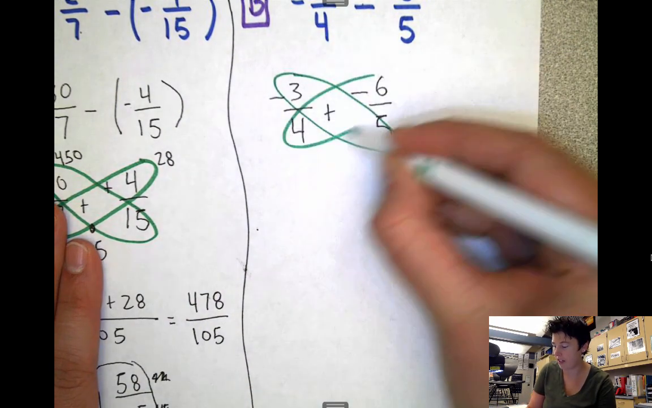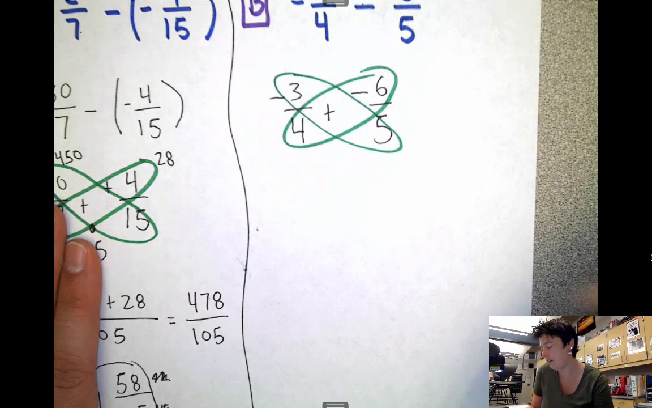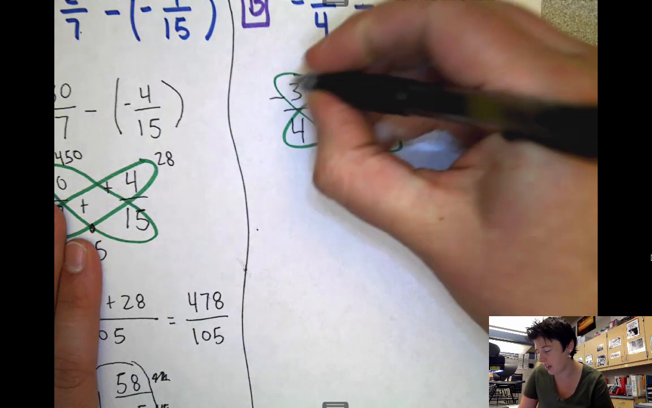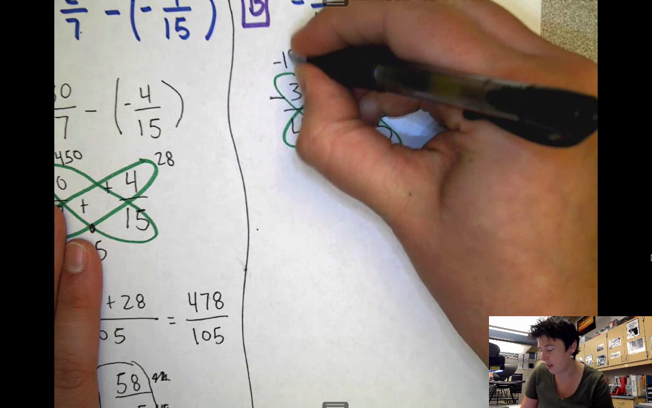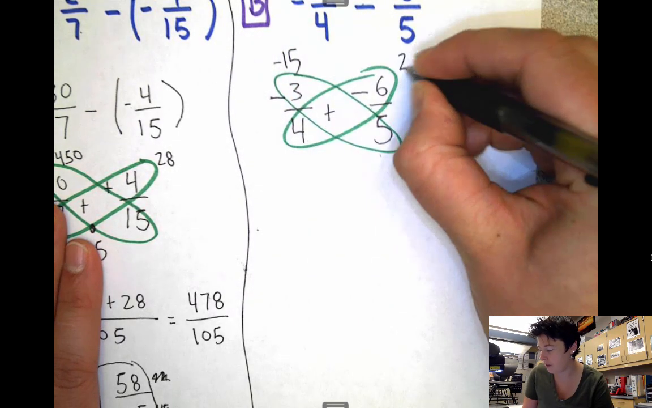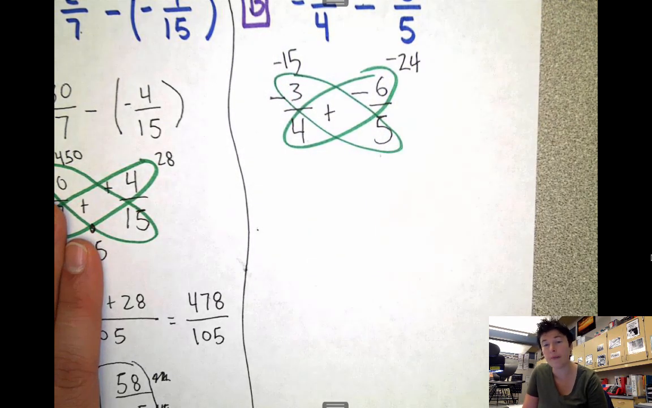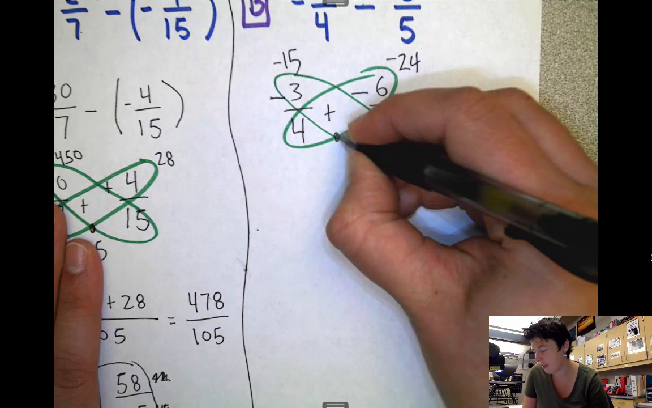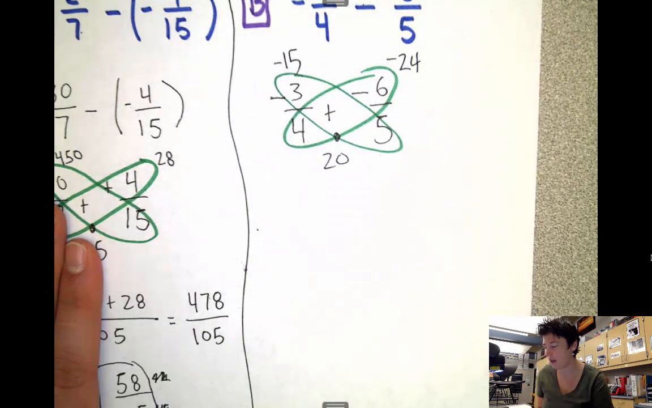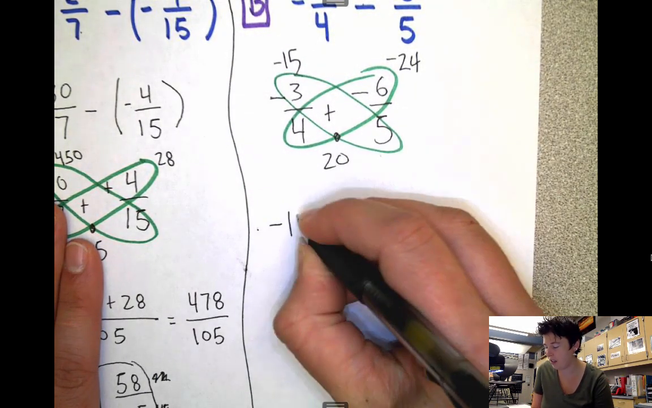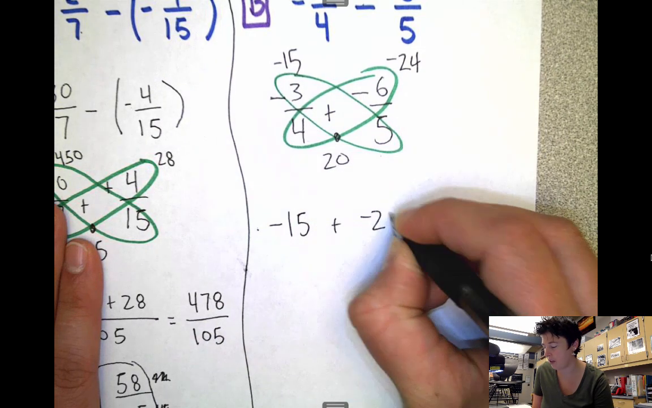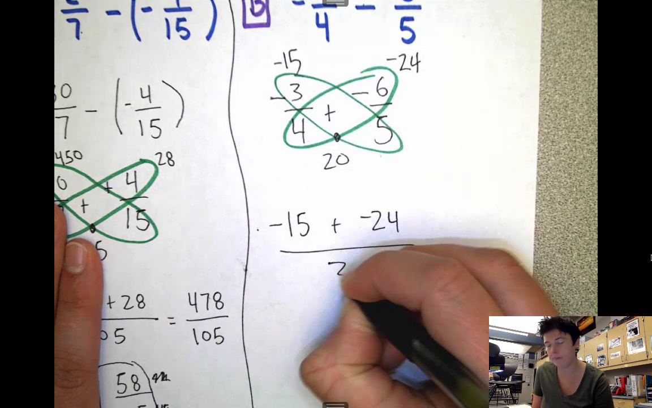Then I'm going to go for the butterfly effect, and I'm going to try and get my common denominator. So I'm going to butterfly this. And 5 times 3 is 15, but it's a negative 15. 4 times 6 is 24, but it's a negative 24. And for the bottom, 4 times 5 is 20. So I get negative 15 plus negative 24 all over 20.